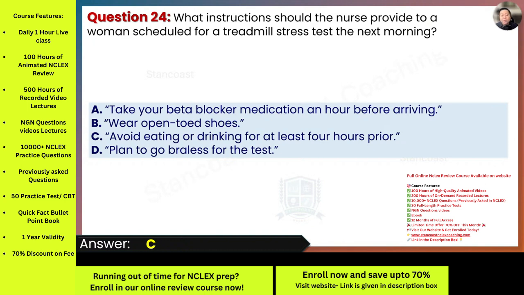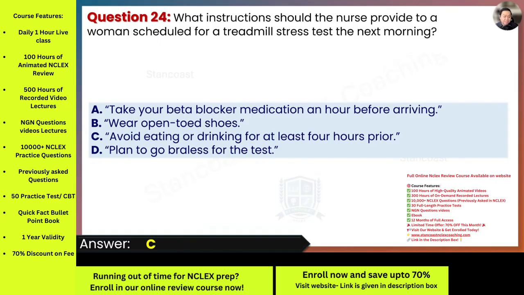The second reason why we need to keep them NPO for at least 4 hours is that going without food or drink ensures that the blood flow is actually directed to the heart, not to the stomach, which is digesting food. And this is very important because the test's goal is to assess the heart's response to the exercise, and a full stomach could interfere with the heart's ability to react accurately to the physical stress. And this is why you as a nurse should advise the client to remain NPO for at least 4 hours before the testing.